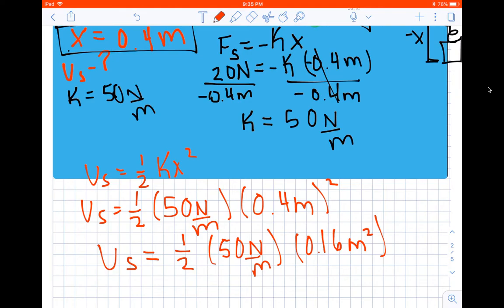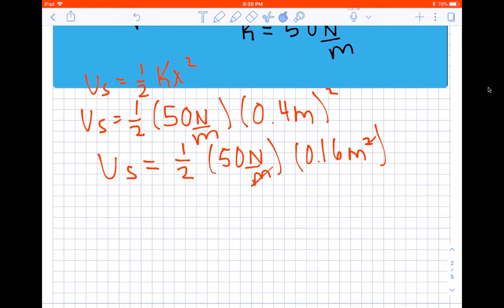We see that one of our meters cancels out here, and we can multiply straight across. So I'm going to take 0.16 times 50 times 0.5. We get 4. These units here, we're left with newtons times meters.